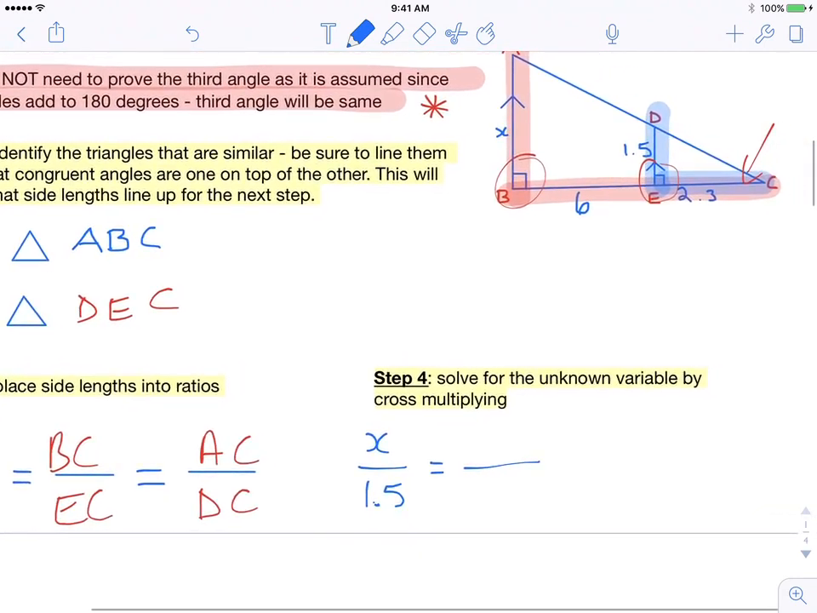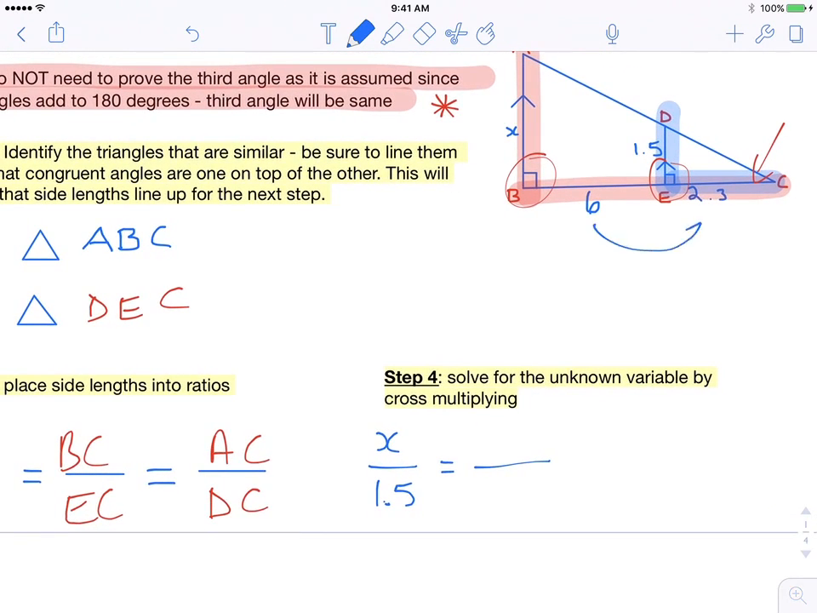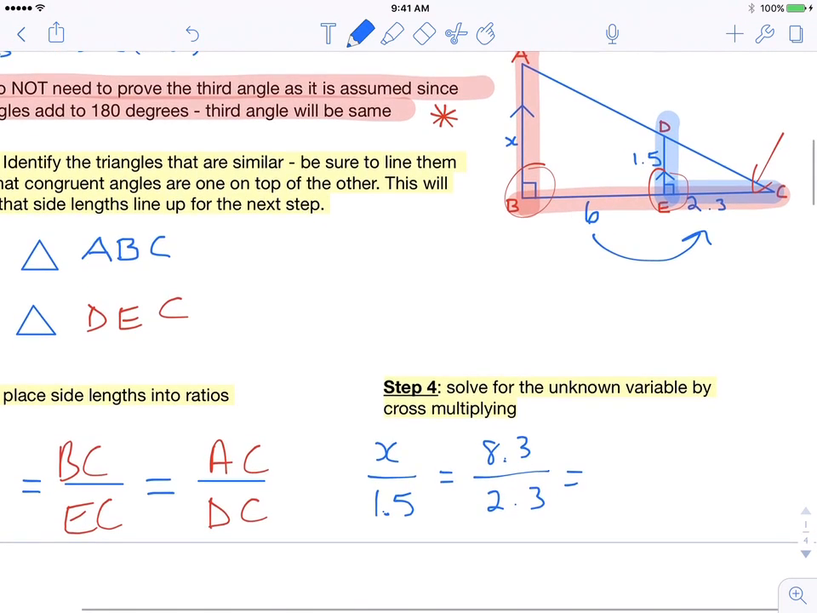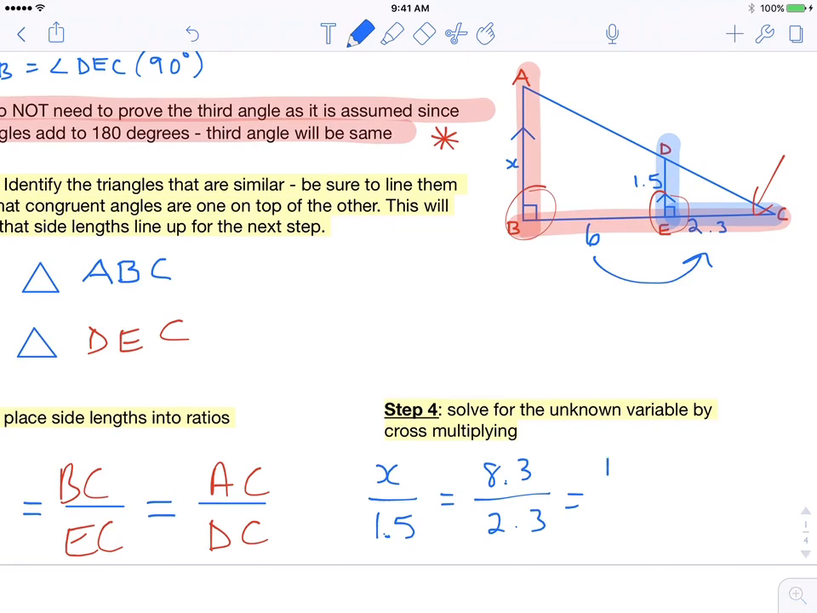The entire length of BC is 6 plus 2.3, so altogether the length of BC is actually 8.3. That's a common mistake. Students forget to write that, so keep that in mind. And then we have EC, which of course is only 2.3, which is equal to AC. We don't know what AC is, and we don't know what DC is, so I'm actually just going to write AC, DC.